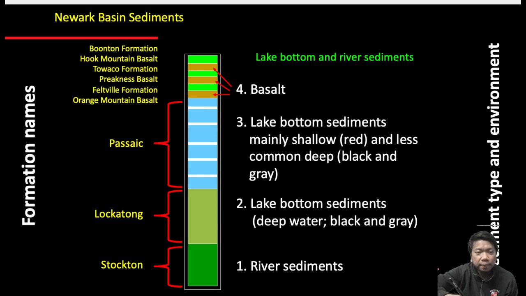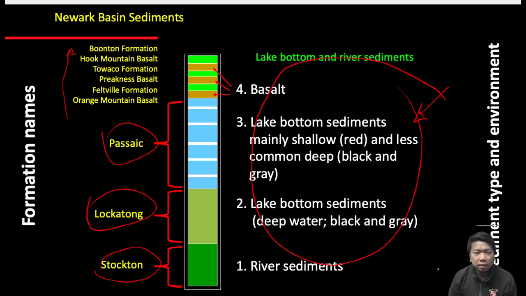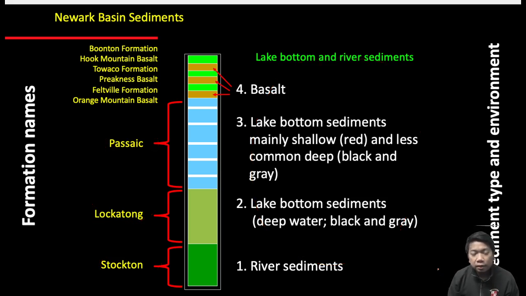All right. Here is another view of that stratigraphic section that I showed you earlier. Here on the left side, you have the formation names. It goes from Stockton, Lockatong, and Passaic, all the way to the Boonton Formation at the top right there. And here on the right side, you have the different types of sediments and environments that make up the Piedmont, or the Newark Rift Basin.